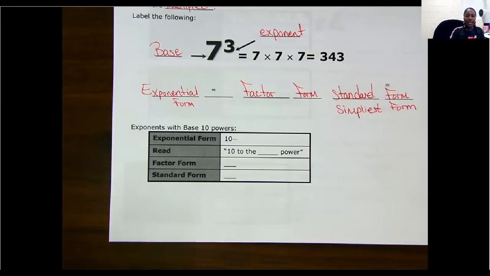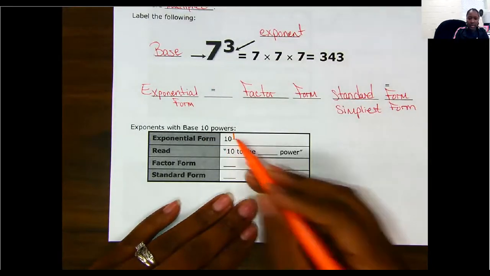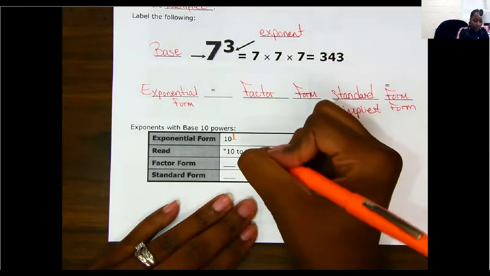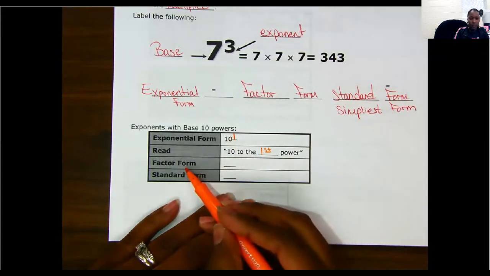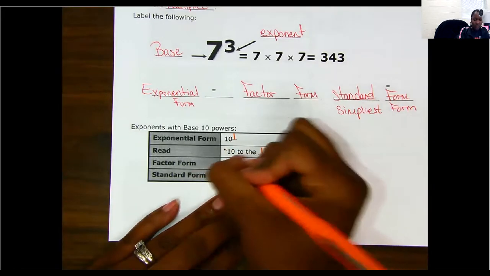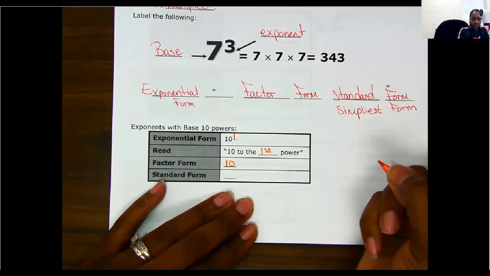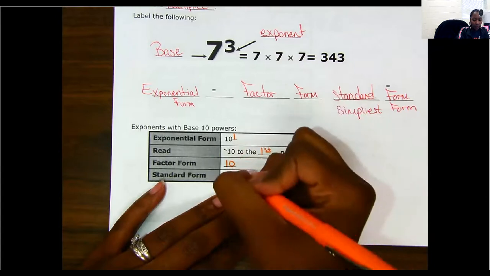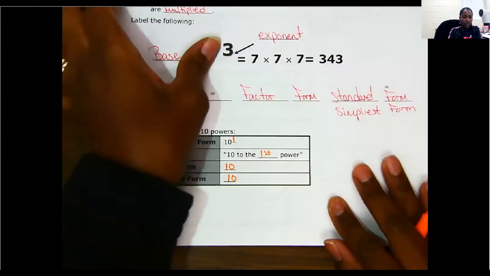So for example, exponents with a base of 10. Let's say I had 10 to the power of 1. Okay, a 10 with a little 1 at the top. This reads 10 to the first power because there's a 1 there. How would I write this in factor form? Anything to the power of one is just itself. Standard form or simplest form, which is our answer, I'm not multiplying it by anything because it's only itself. So my answer would also be 10. Okay. Let's try another one.